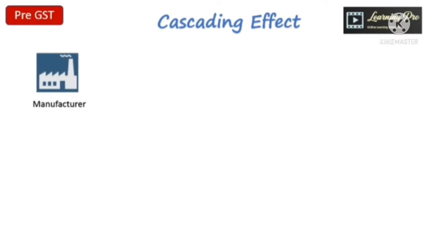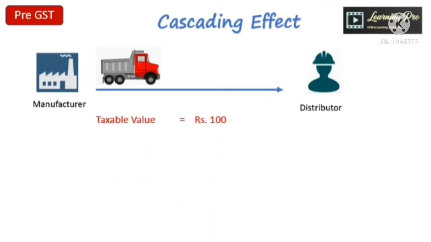Let's understand the cascading effect of tax. Cascading effect means tax on tax. Let's take an example of the pre-GST regime, where a manufacturer is trying to sell some goods to the distributor. For selling these goods, the taxable value of goods is rupees 100.